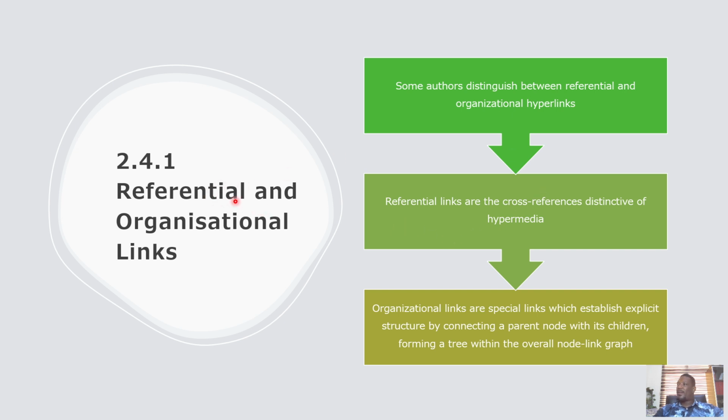Yes. So the referential and also organizational links. Some authors, in actual fact, are able to distinguish between the referential and organizational hyperlinks. Referential links are the references distinctive of hypermedia, and the organizational links are special links which establish explicit structure by connecting a parent node with each child or children, and thereby, based on that, you'll be able to form a tree within an overall node link graph. I'll have a demonstration in here for you to see.